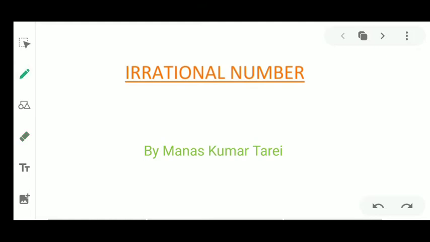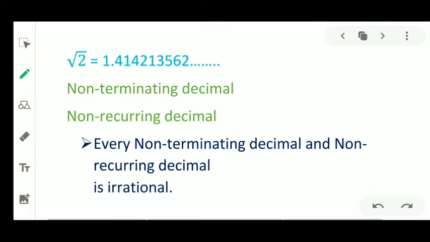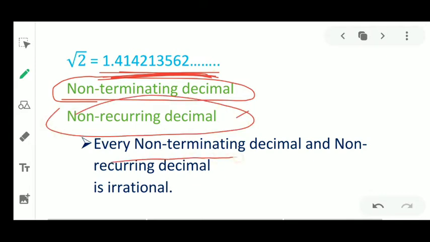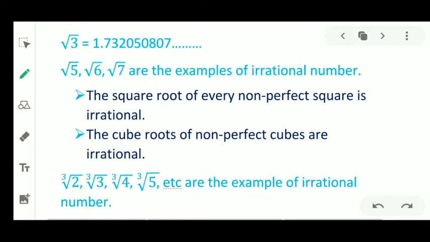So do you know what is the value of root 2? The value of root 2 is 1.414213562 and so on. Here the digits after the decimal point never end, so that's why it is called a non-terminating decimal. Okay, and you cannot find any pattern in the digits after the decimal point, so this is also a non-recurring decimal. So every non-terminating and non-recurring decimal is an irrational number. Clear? Now square root of 3.